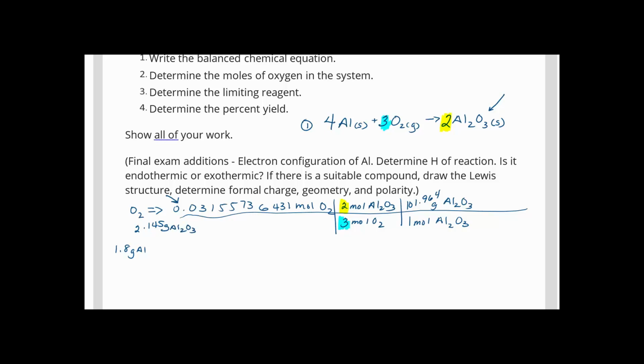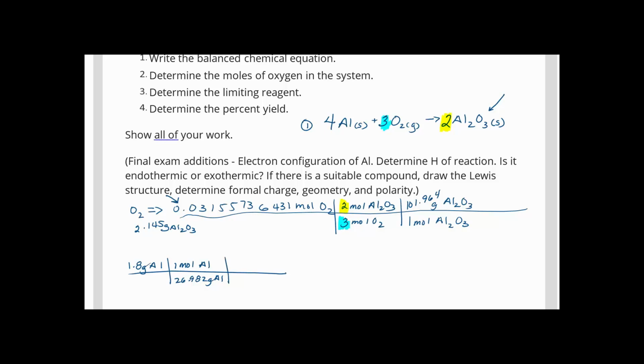Now from the aluminum, I'm just going to move this down slightly. I start with 1.8 grams of aluminum. That's what I was given in my problem. 1 mole of aluminum has a mass of 26.982 grams. So my grams cancel, I'm left with moles.